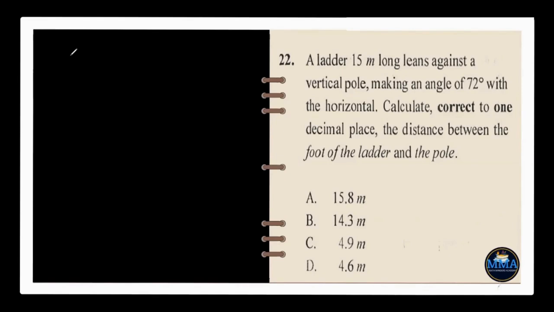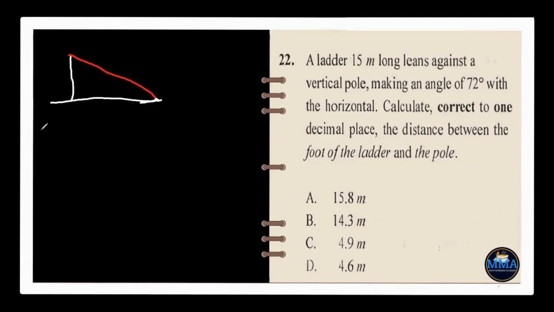72 degrees with the horizontal. Calculate correct to 1 decimal place the distance between the foot of the ladder and the pole. So now this is the pole. This is the ground level. A ladder 15 meters leans against a vertical pole. So we are going to pick the ladder. This is the ladder that leans against this vertical pole. And don't forget, this is going to form a triangle here.